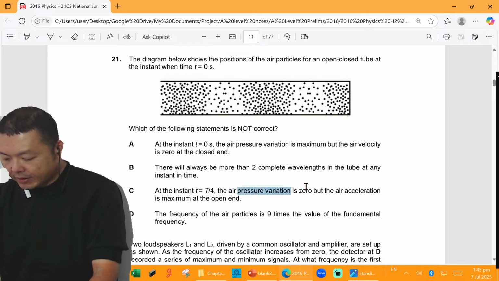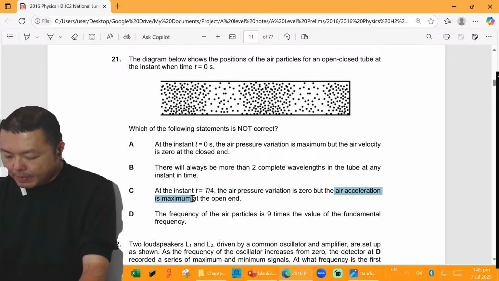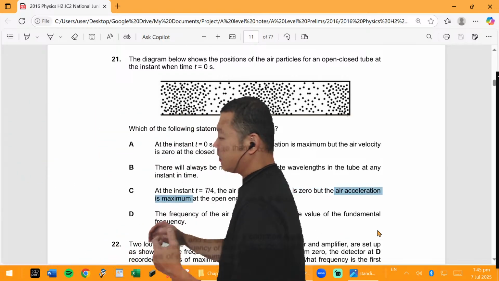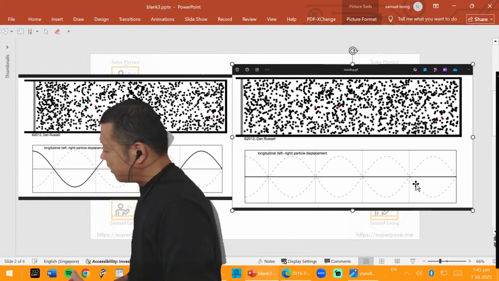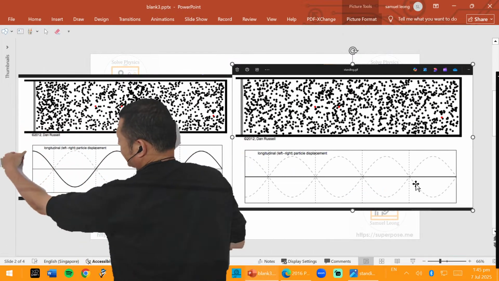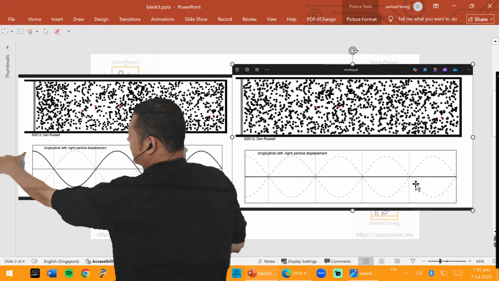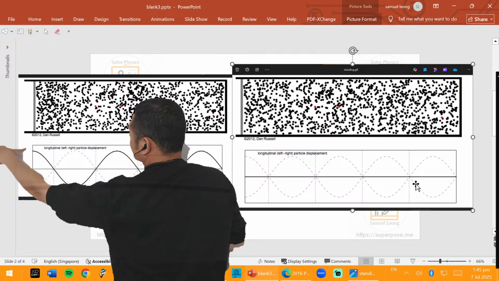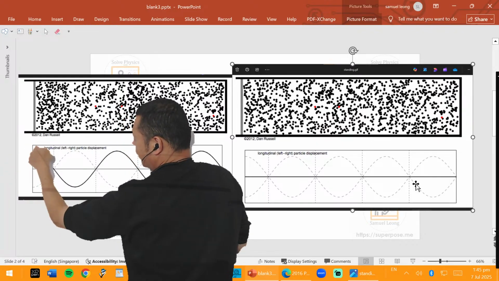Yes, that's correct. But then the air acceleration should not be maximum, because for the particle to be at maximum acceleration, it needs to be at its amplitude, because it's like SHM. Greatest amplitude, greatest acceleration, right? Velocity is zero.